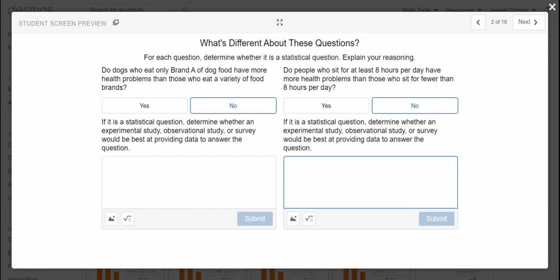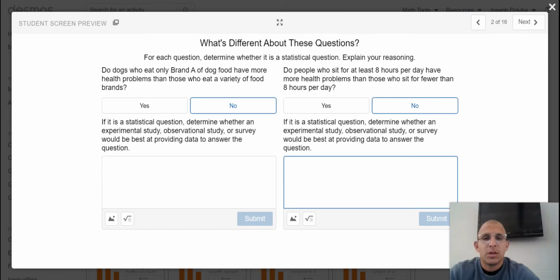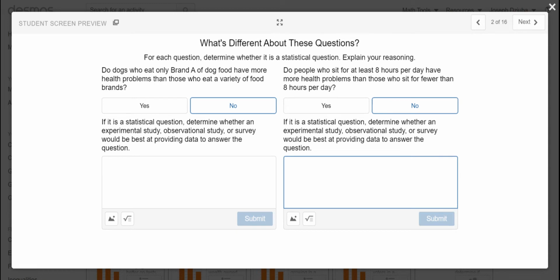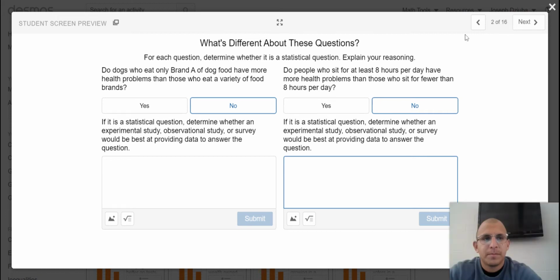We need to first ask ourselves, what is a statistical question to begin with? A statistical question is a question that requires data to be collected and in which variation is expected in the data collected.